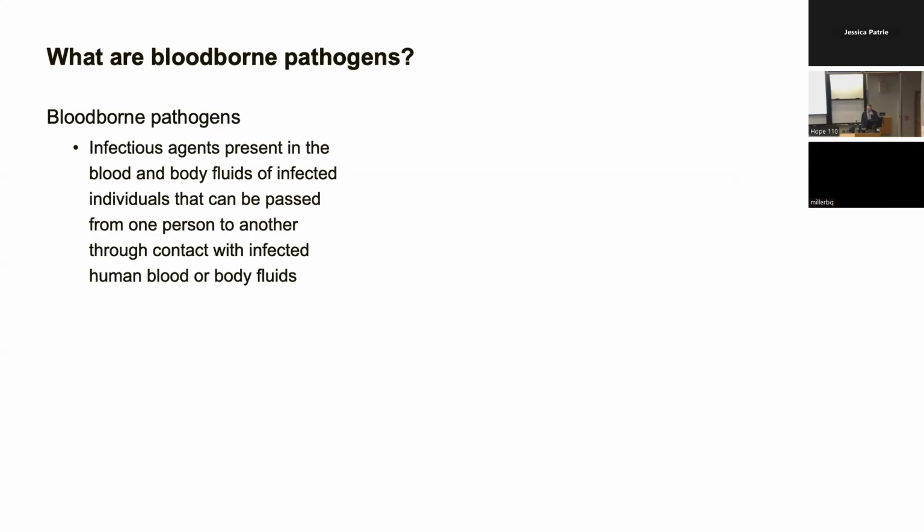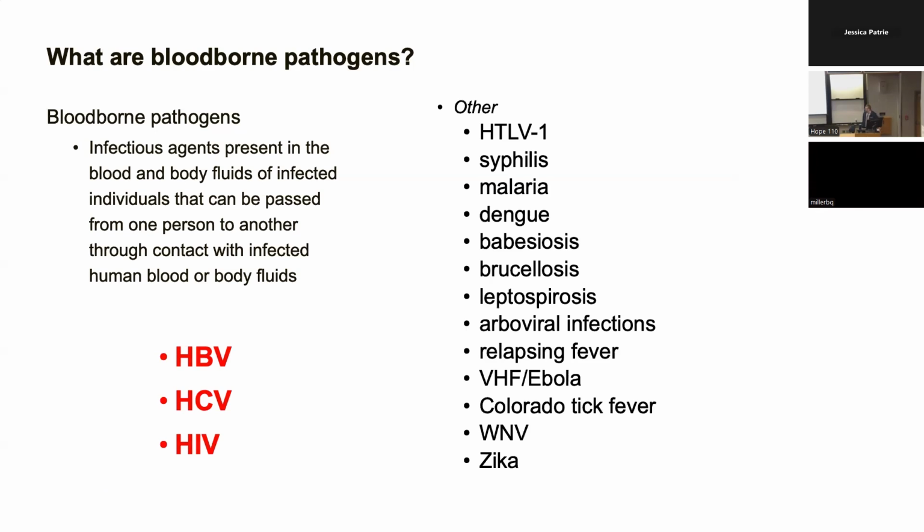So what are bloodborne pathogens? These are any infectious agents in the blood and body fluid of an infected individual that can be passed from one person to another through contact with that human blood or body fluid. Historically, this is where everybody is concerned, rightfully so: Hep B virus, Hep C virus, and HIV. But there's a whole host of other things that could be transmitted through the blood. And these are real things that have occurred.